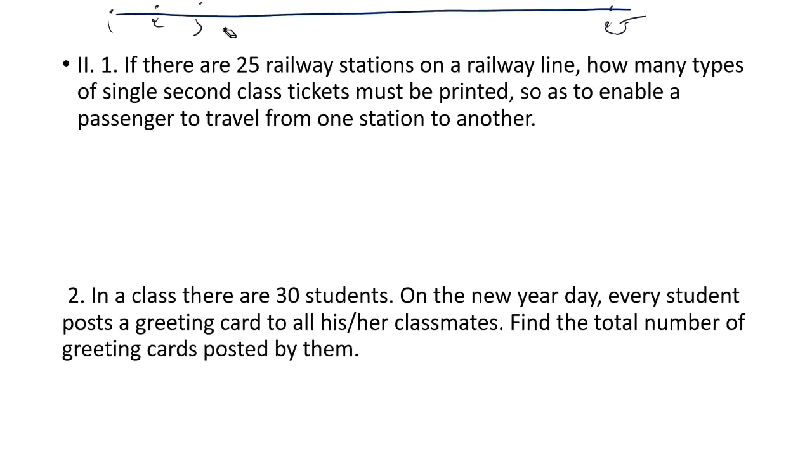Suppose you want to move from station number 3 to station number 12. So what you have to do is go and buy a ticket from station number 3 to station number 12. So this is the ticket we have. On the ticket we will have from station and to station.